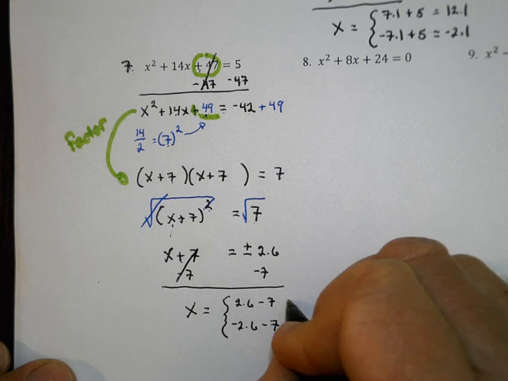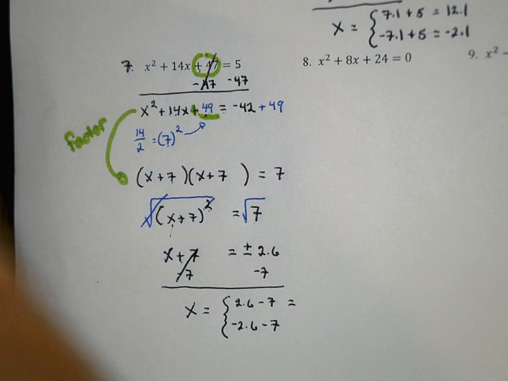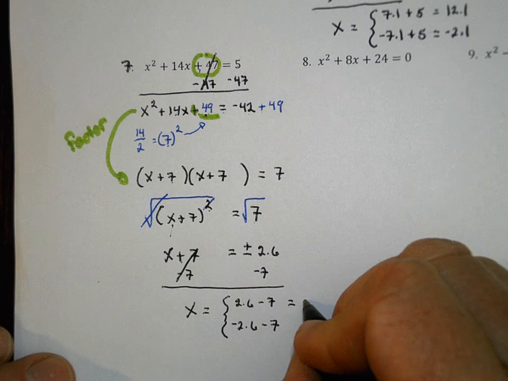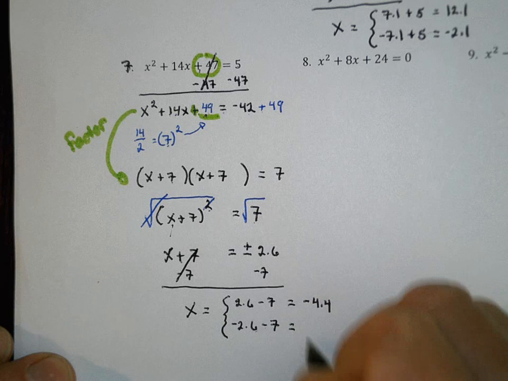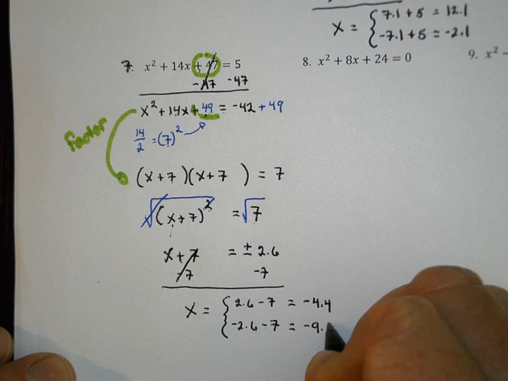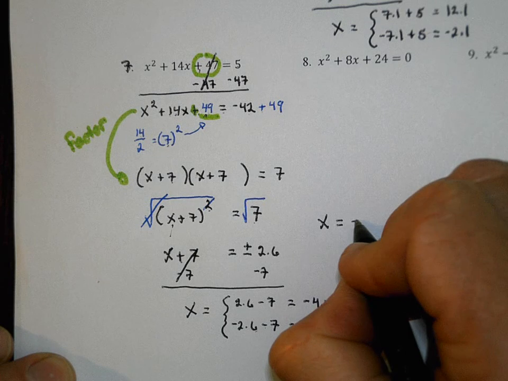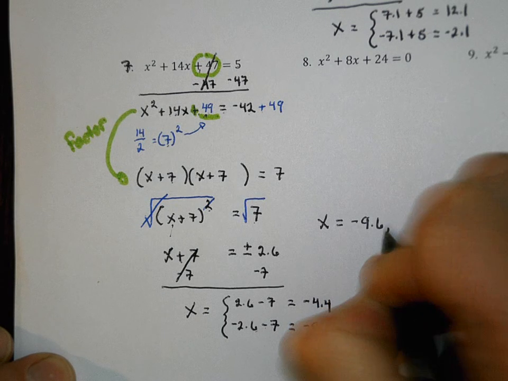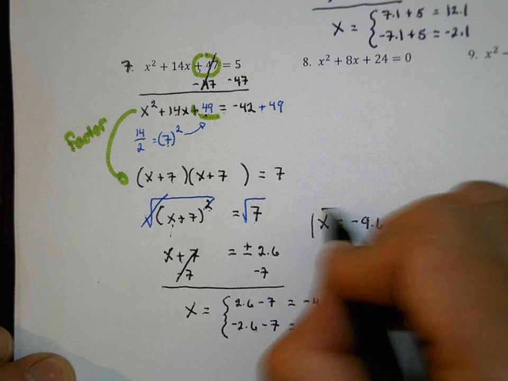So positive 2.6 minus 7 is negative 4.4. There's one of my answers. And then negative 2.6 minus 7 is negative 9.6. So we would say x is equal to negative 9.6, put a comma, negative 4.4. So that would be number 7.